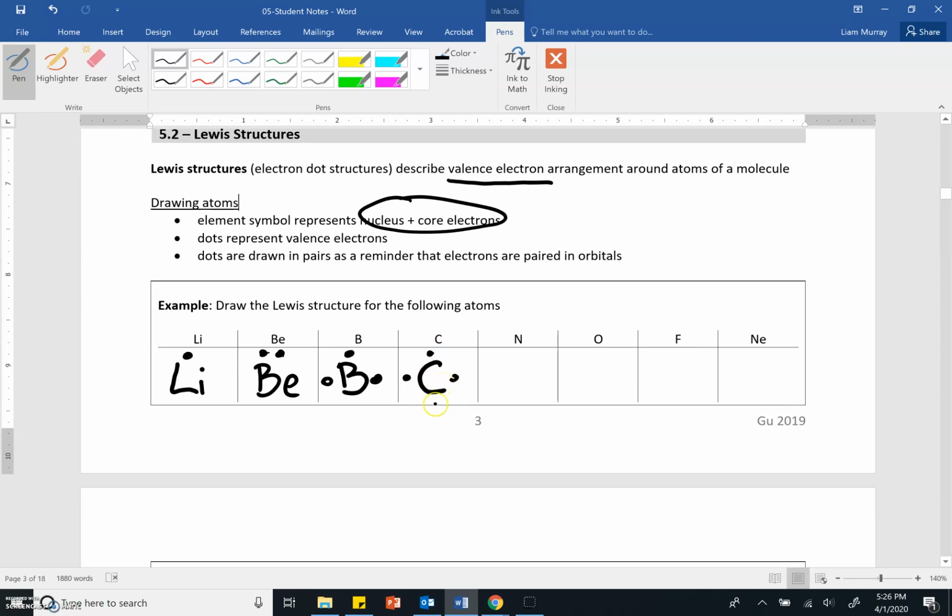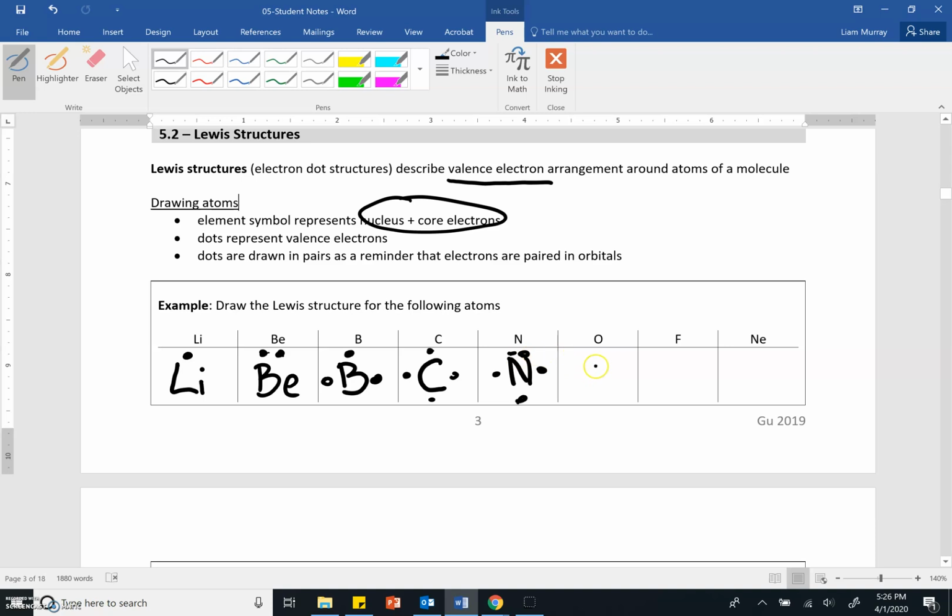Okay? Oh, I don't know why that disappeared. 4. If we go one over, nitrogen, 5. 1, 2, 3, 4, and 5. You see there that I drew one of them being the pair. It doesn't matter if the pair is on the top, the left, the right, or the bottom. You're still denoting that there's 5 valence electrons. I'm just showing now that they're starting to pair up.